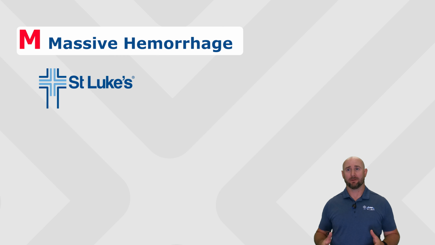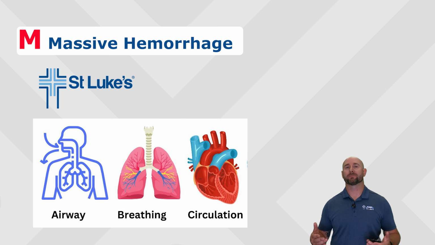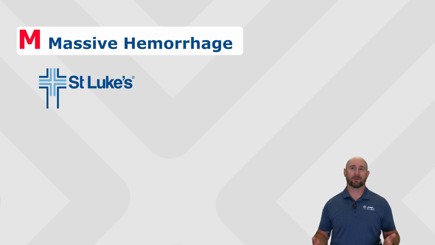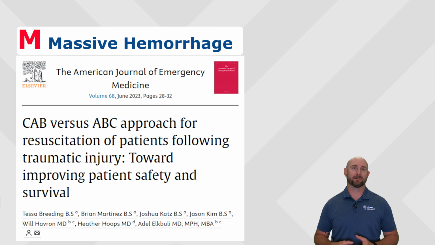Now, in medical calls, we follow an ABC sequence: airway, breathing, circulation. But in trauma, the approach isn't always so clear-cut. A recent review looked at how the CAB approach compares to the traditional ABC sequence in adult trauma patients. What they found is important for how we prioritize care in the field.